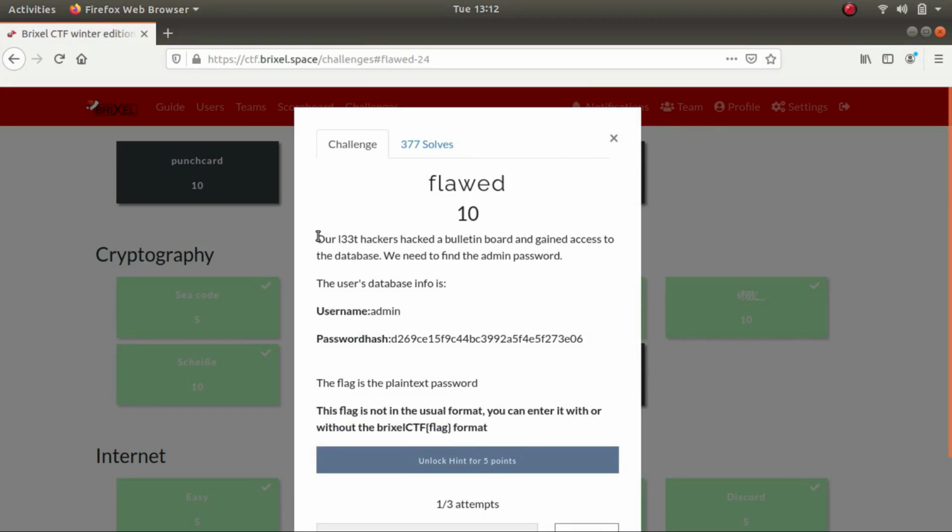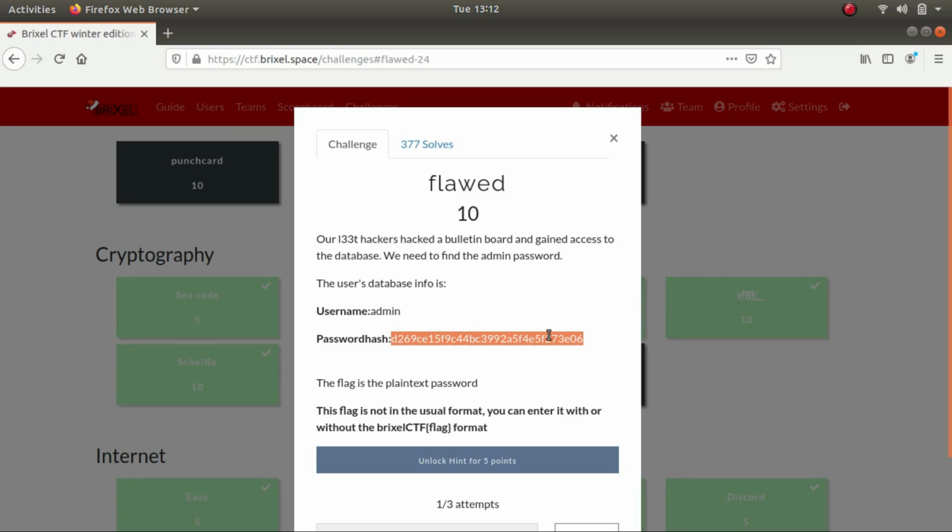It says our elite hackers hacked a bulletin board and gained access to the database. We need to find the admin password. The user's database info is admin and the password hash is this. At this point of time, there are two things that you can do. You can use tools like Hashcat or John the Ripper to brute force the hash, which could help you get the string that corresponds to this hash.